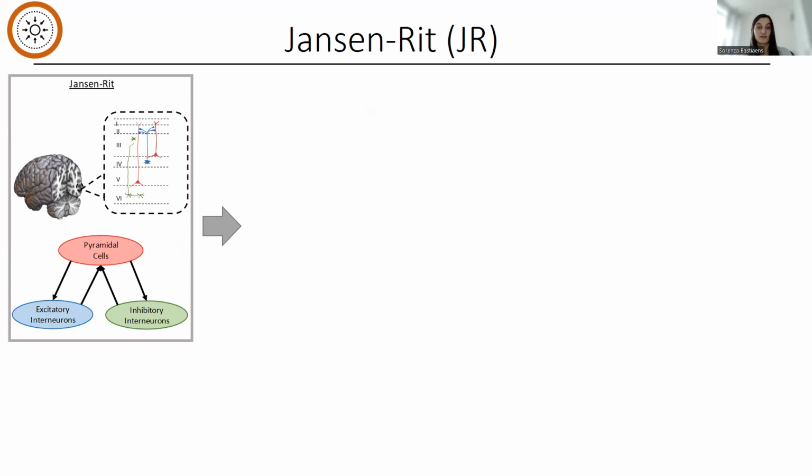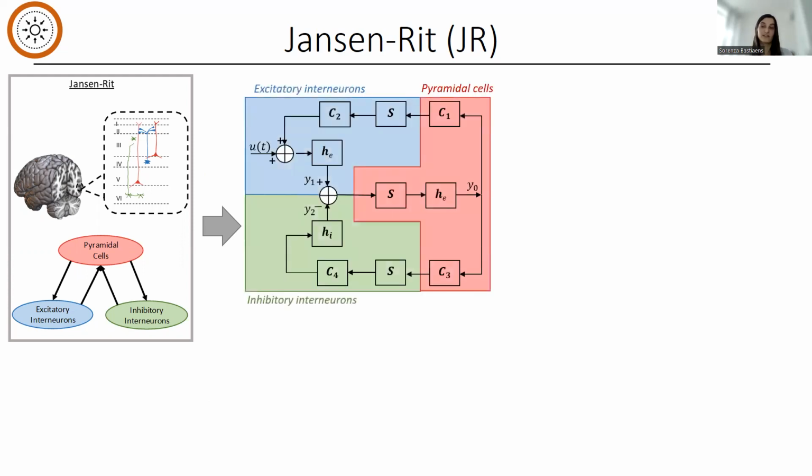I mentioned already it has 3 neural populations: pyramidal cells, excitatory and inhibitory interneurons. And the fact that pyramidal cells are separated from excitatory interneurons is due to the fact that the neural activity captured by EEG is mainly from pyramidal cells.